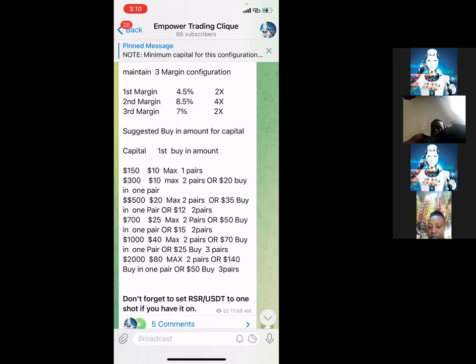Now, if you have $500, you can have $20 on 2 pairs, or $40 on 1 pair, or $12 on 3 pairs. The $35 is supposed to be $40. Please, this is a typo. Maybe I was sleeping when I was doing this. Really, this is $20 on 2 pairs, $40 on 1 pair, or $12 on 3 pairs.